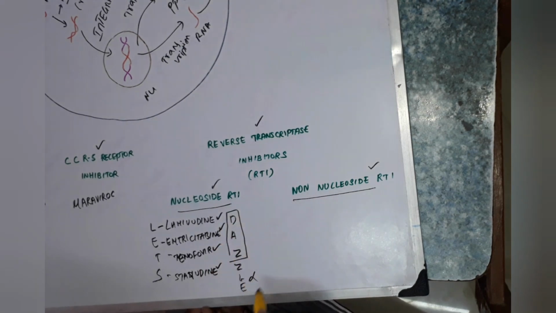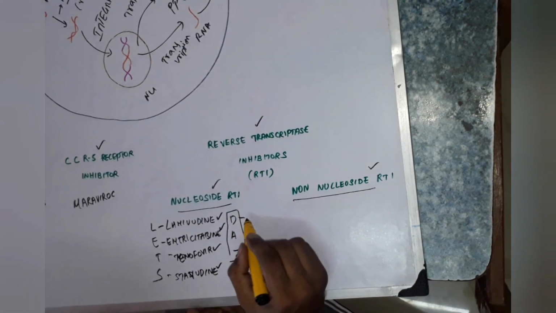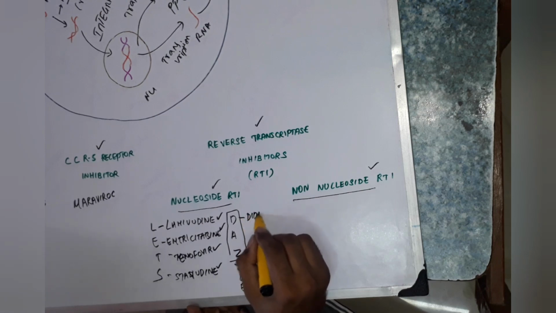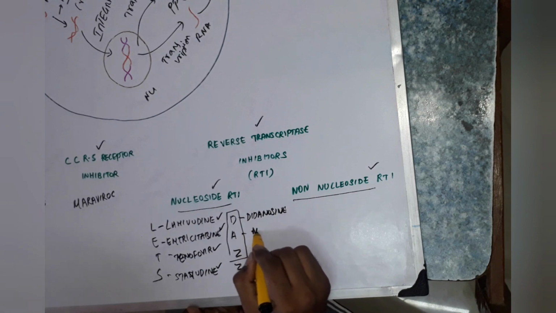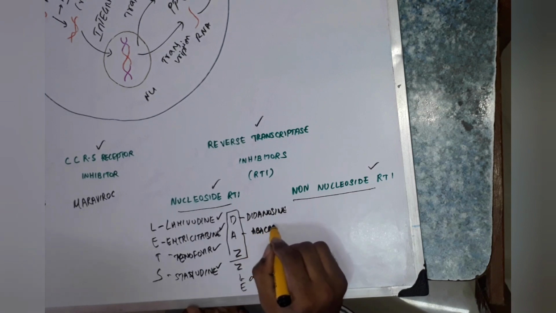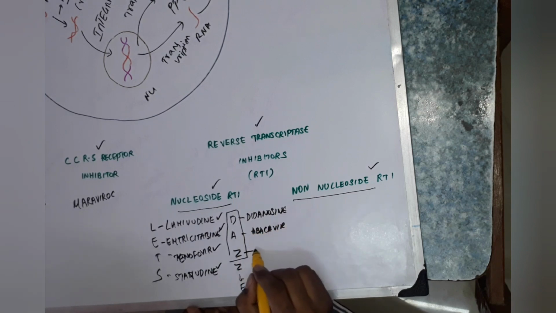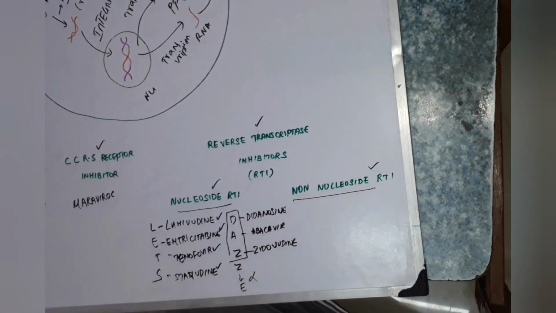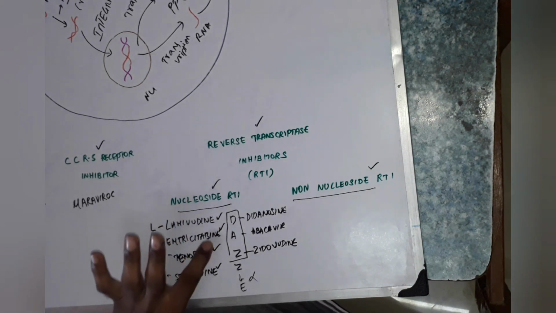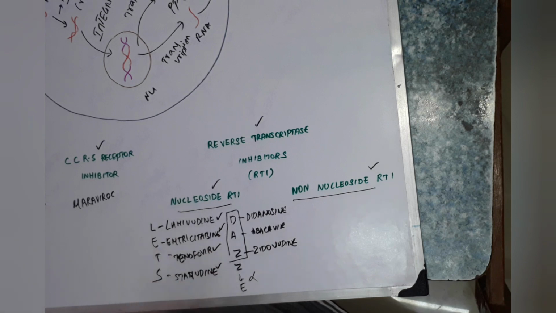Leave this. So D is for didanosine, a very important drug, didanosine. And A is for abacavir. And Z is your very, very important drug, zidovudine. This is your nucleoside reverse transcriptase inhibitors. So let's dazzle: L is for lamivudine, emtricitabine, tenofovir, stavudine, and dazzle: D is for your didanosine, abacavir, zidovudine.